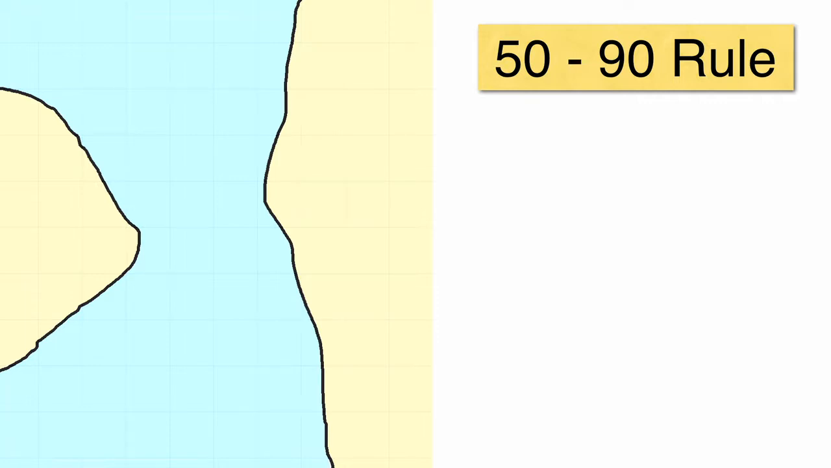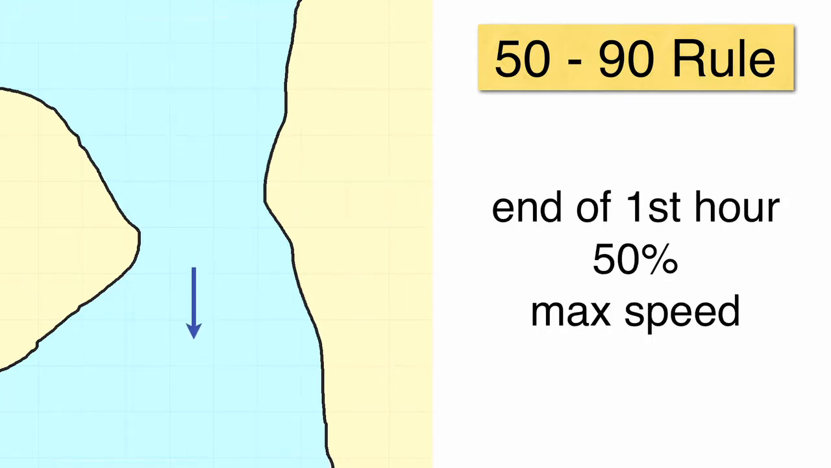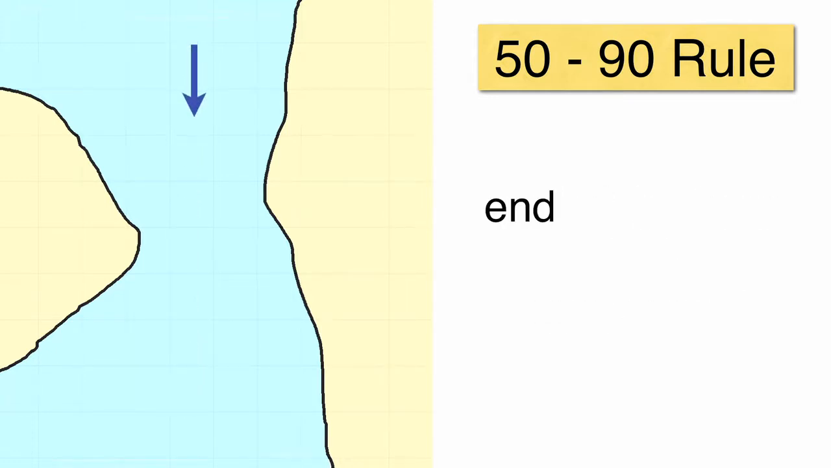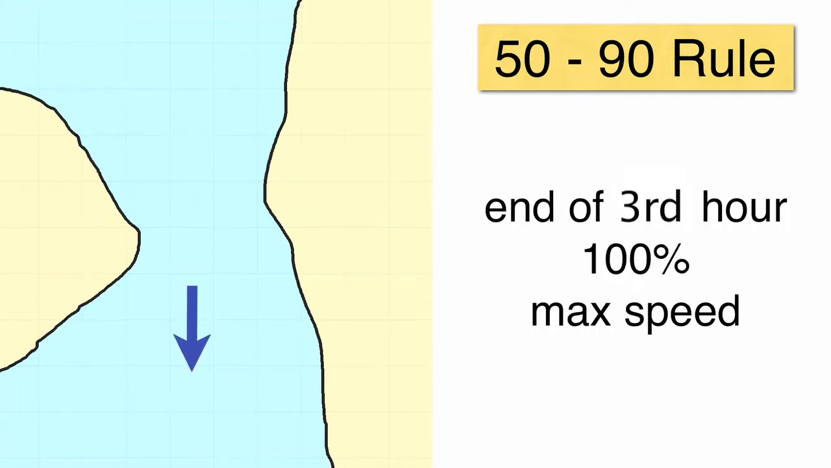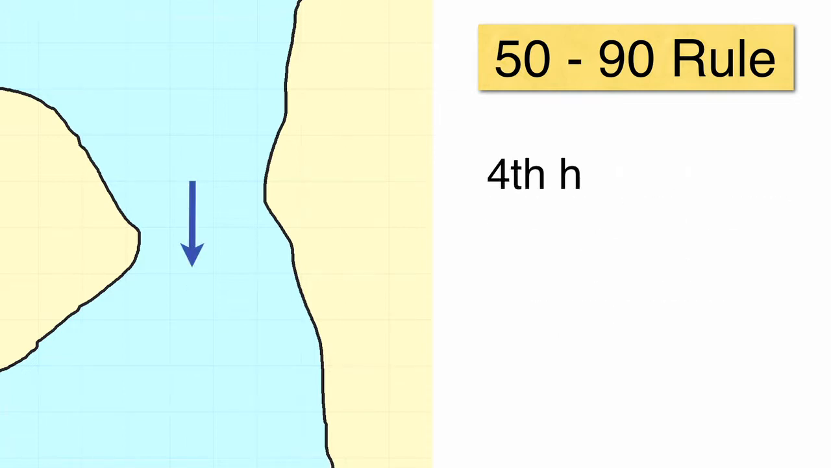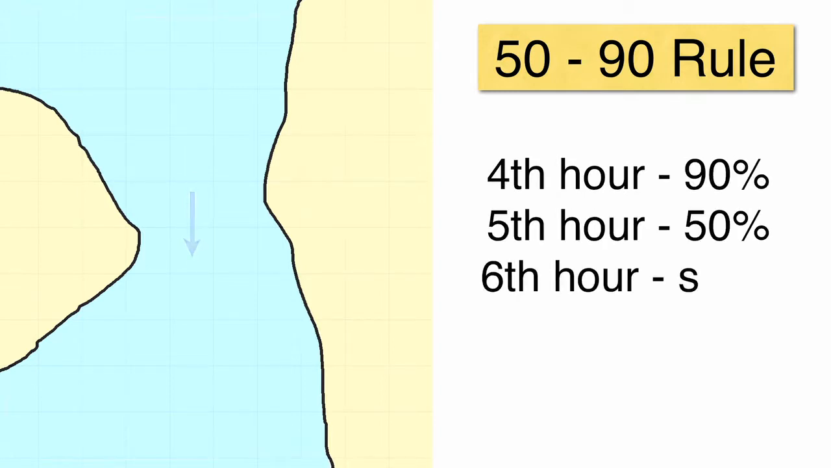What happens to the flow of the tide is approximated by the so-called 50-90 rule. Initially, there is no flow. This is known as slack water. At the end of the first hour, the tidal stream reaches 50% of its maximum speed. At the end of the second hour, 90%, and at the end of the third hour, 100%. So, at the end of the third hour, the tidal stream has reached its maximum flow. Then it slows down to 90% at the end of hour 4 and 50% at the end of hour 5, before reaching slack water at the end of hour 6.